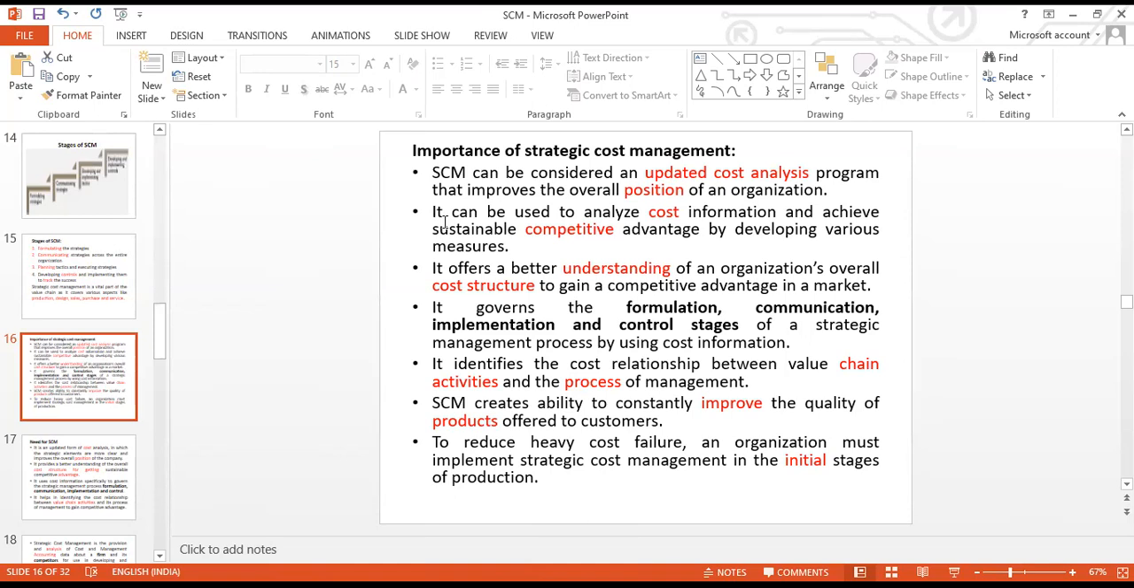Mere competitors se, mere product ka price kam hona chahiye. Mera objective kya hona chahiye? I should sell thousands of units, lekin per unit profit minimum hona chahiye. Per unit profit kam se kam hona chahiye. अगर मैंने पर यूनिट प्रॉफिट बढ़ाया तो क्या हो जाएगा? मेरा कॉम्पिटिटर मेरा पोजीशन टेक ओवर करेगा.